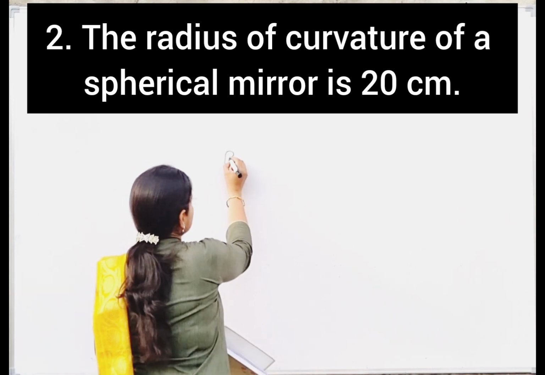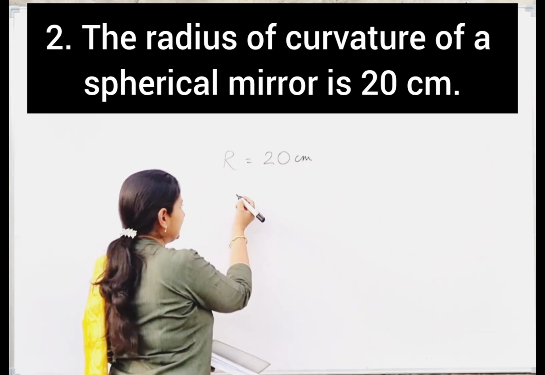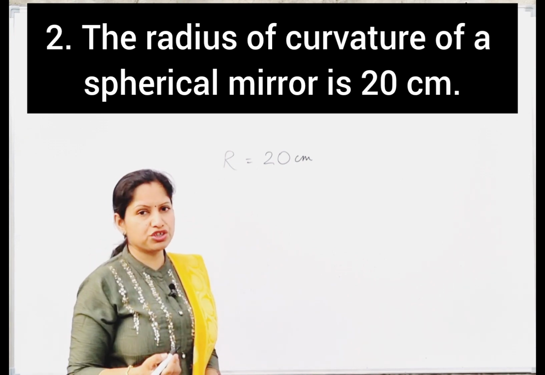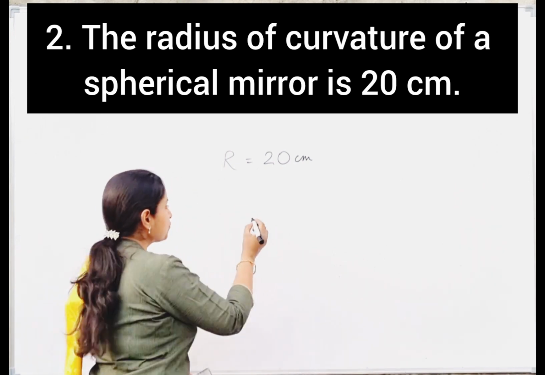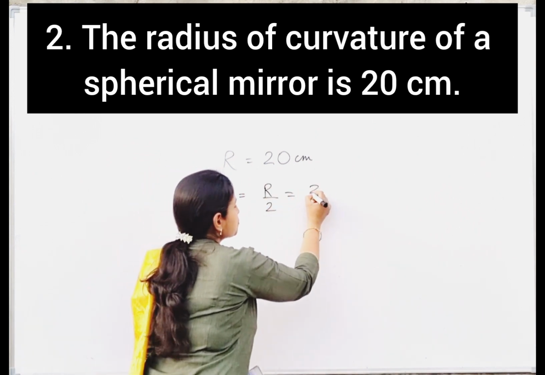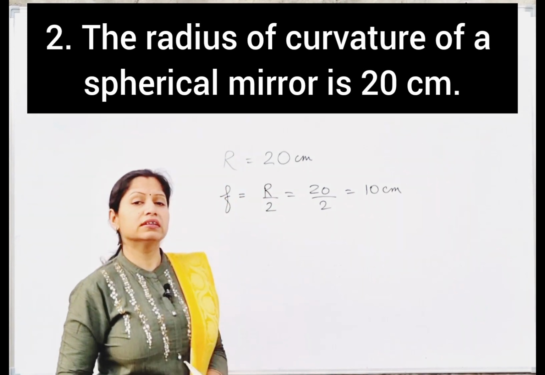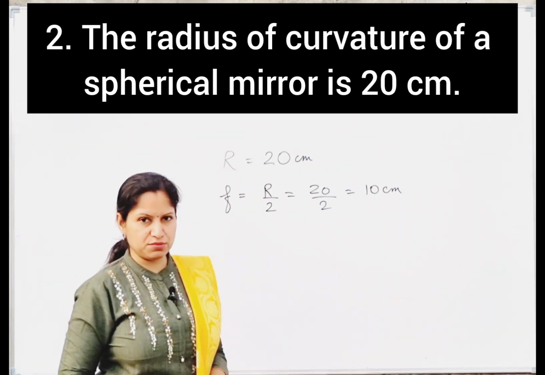Radius of curvature is given as 20 centimeter and you are asked to calculate the focal length. You all know that radius of curvature divided by 2 will give you the focal length. So focal length is equal to radius of curvature divided by 2. It's very easy. 20 divided by 2 is 10 centimeter. So the focal length will be 10 centimeter.